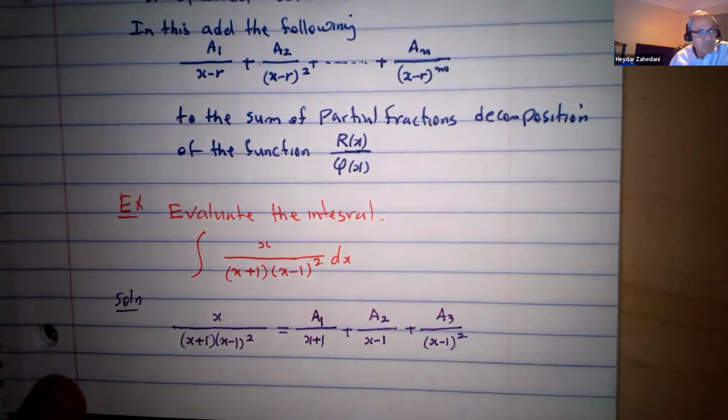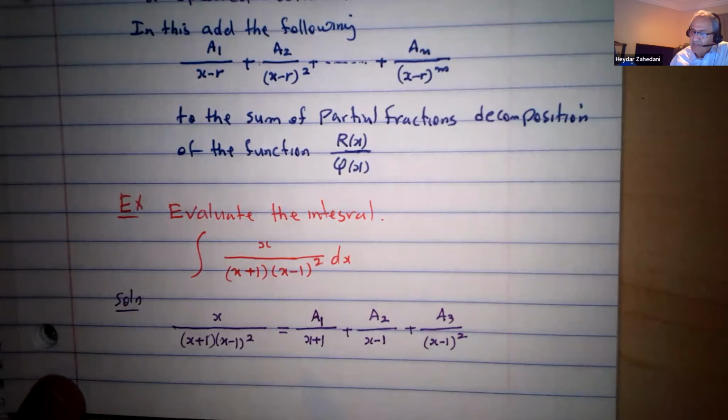Okay, so the first one is not repeated. It's just going to be x plus 1. The number like a1 from the top. Then you have the x minus 1 as usual. It's going to be a2. But since repeated, you go on to get to the repetition power. We call it multiplicity. The multiplicity is 2 because it's repeated twice. So on the top is going to be a1, a2, a3.